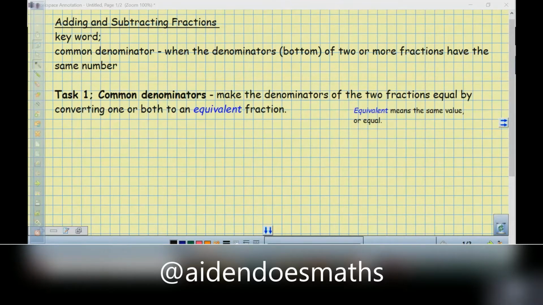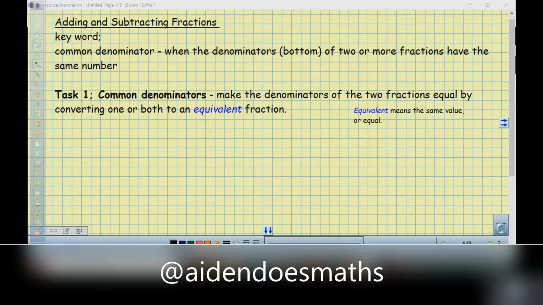We've probably heard of the word denominator before when we talk about fractions, and we probably know the word common from everyday use. But specifically to maths, a common denominator is when the denominators, or the bottom, of two or more fractions have the same number. Okay, so we're going to look at some examples of that in a second. Maybe write that down if you weren't sure on that before.